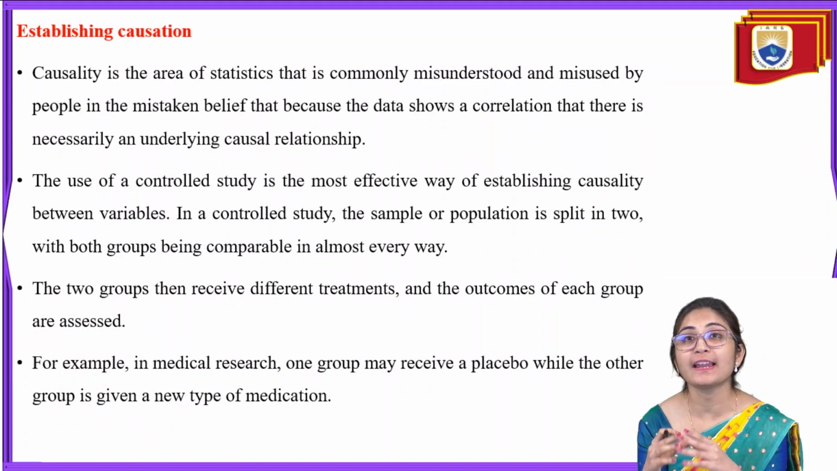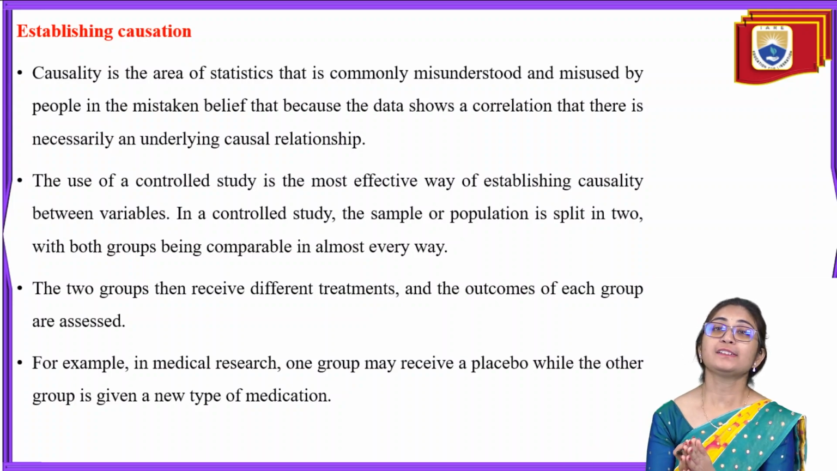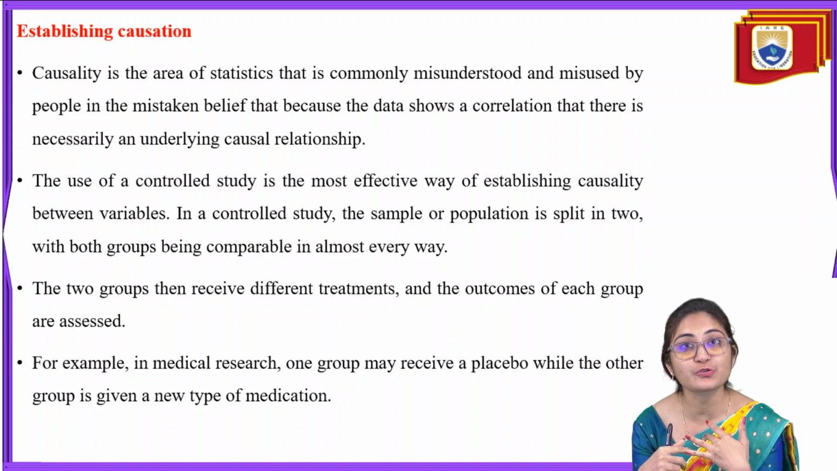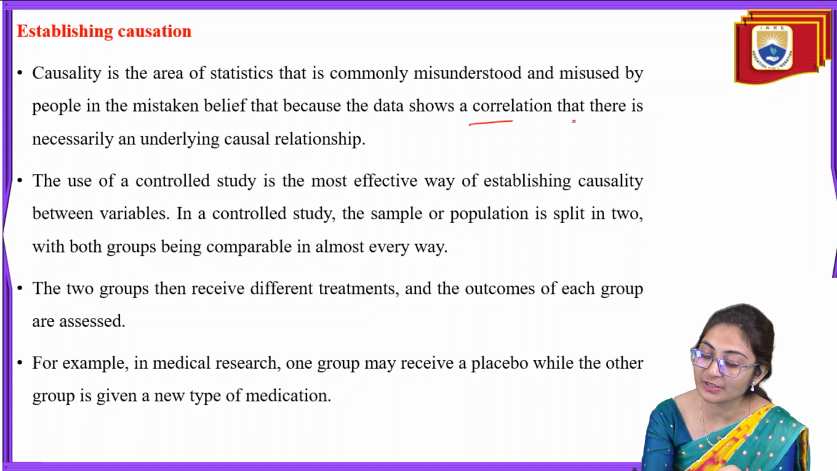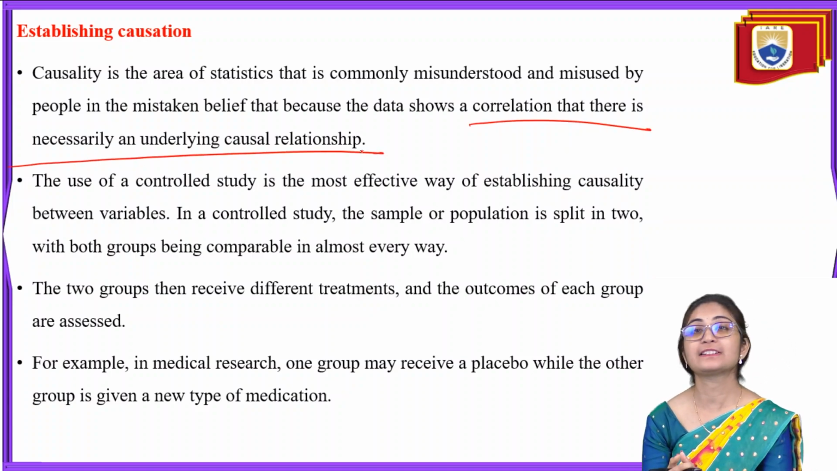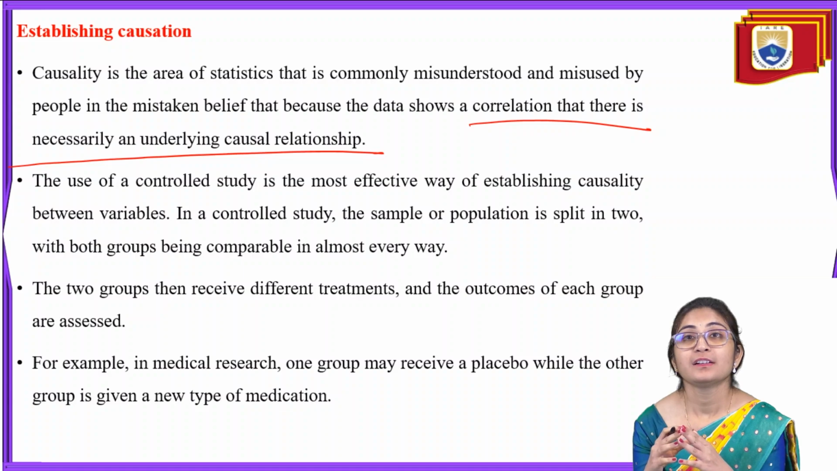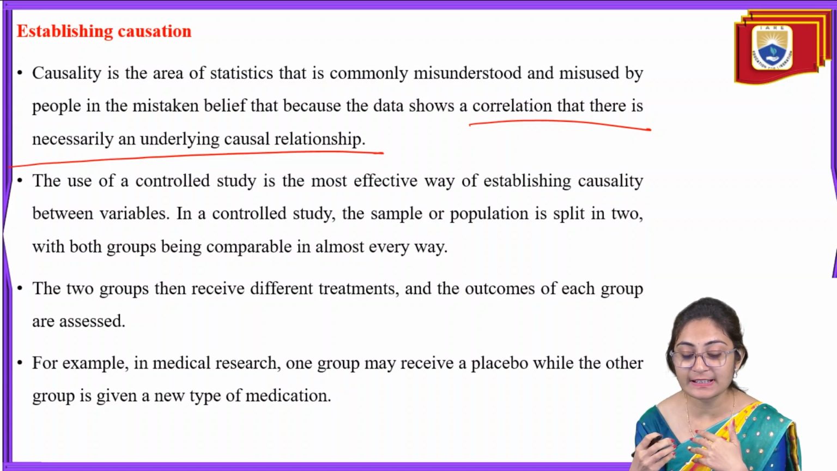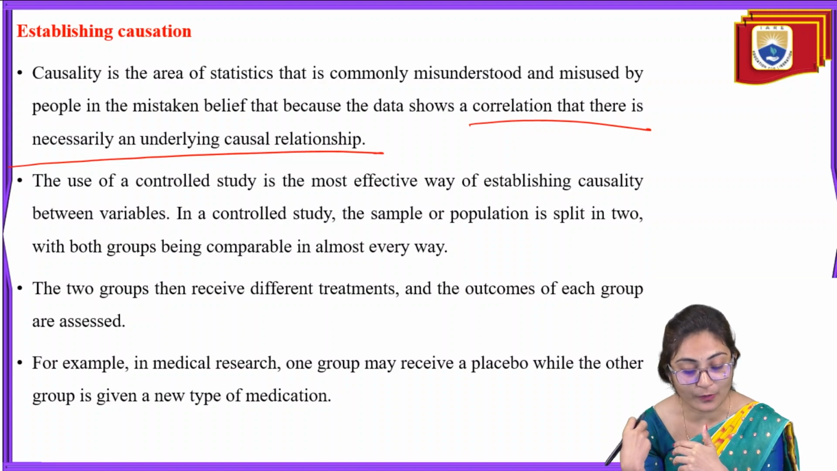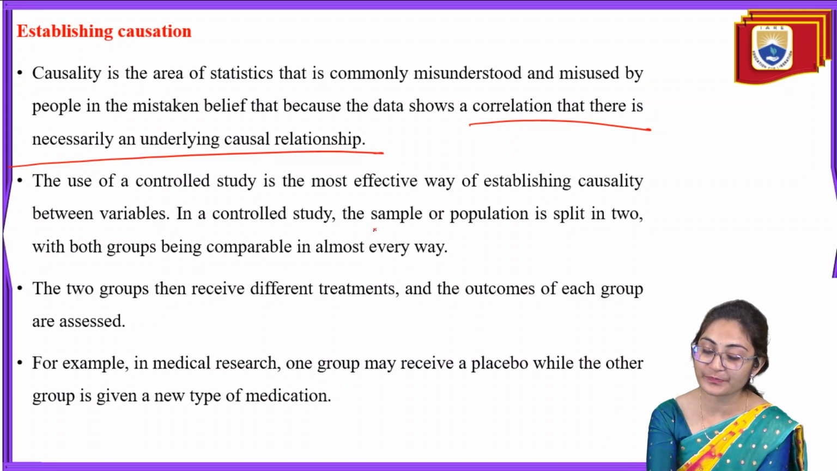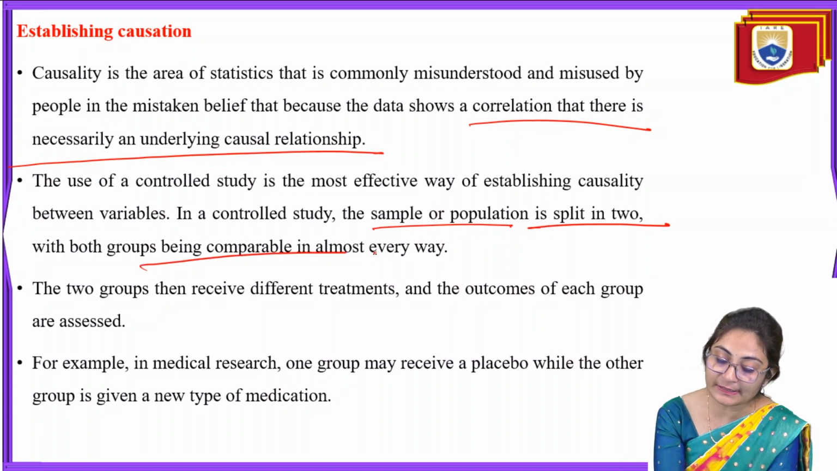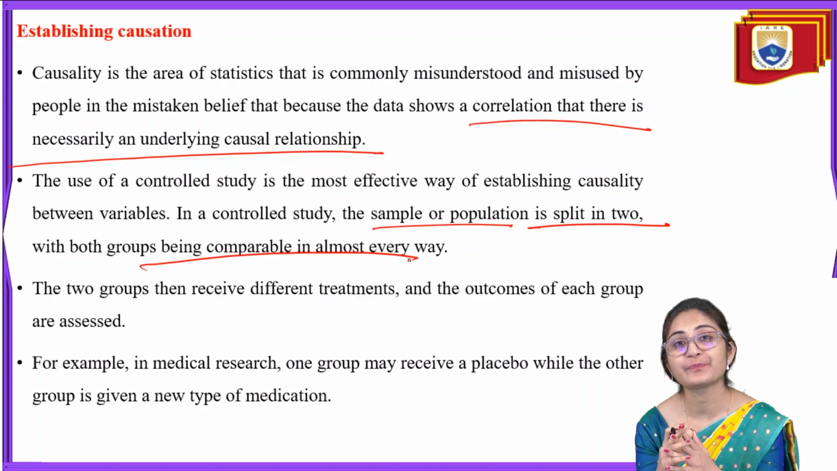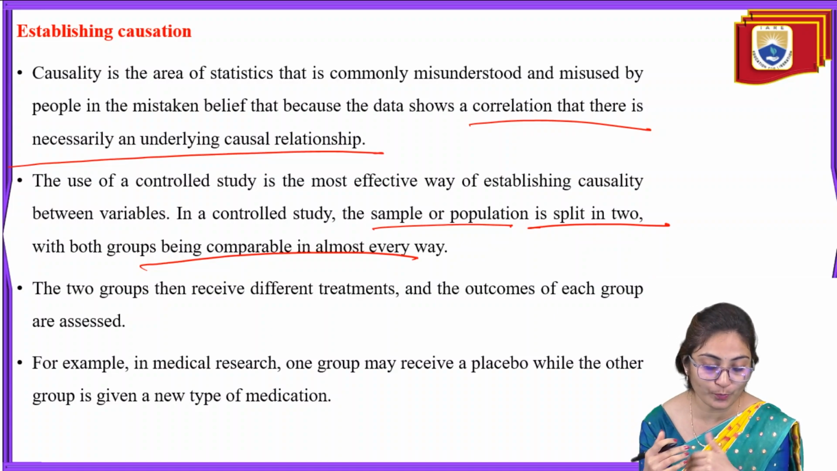Now we will see establishing causes. Causality is an area of statistics that is mainly misunderstood and sometimes misused, in the mistaken belief that because some data shows correlation there is a necessary underlying causal relationship. Here, the use of a controlled study is the most effective way of establishing causality between variables. In a controlled study, a sample of the population is split into two, both groups being comparable in almost every way. These two groups then receive different treatments and the outcomes of each group are assessed.